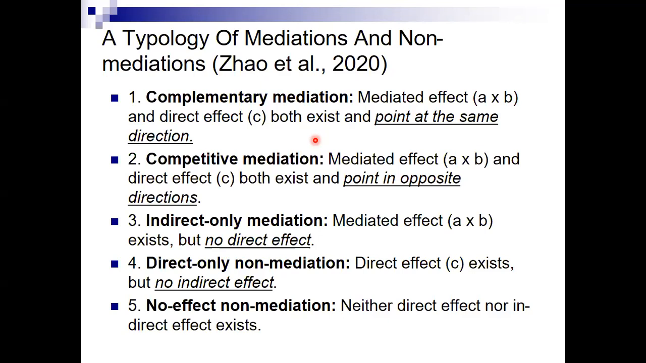Number 4, direct only, non-mediation. That's where direct effect C exists, but no indirect effect. So that would be a normal regression. You don't have mediation. You just have a direct effect. All right. You should be able to document that if it does come out of your results. Number 5, no effect, non-mediation. Neither direct effect nor indirect effect exists. That is also possible. So AB is not statistically significant, and also C is not statistically significant. So these are the 5 typologies.